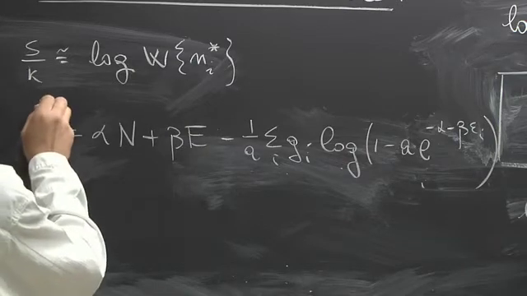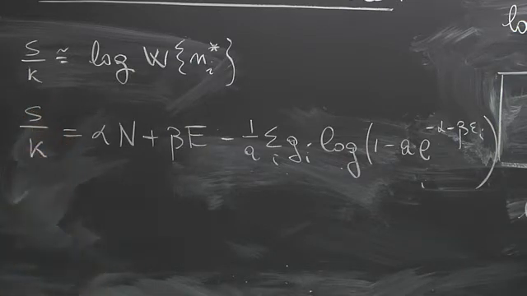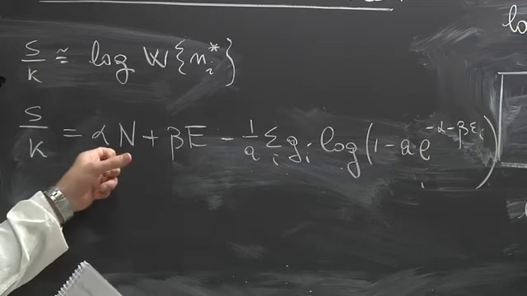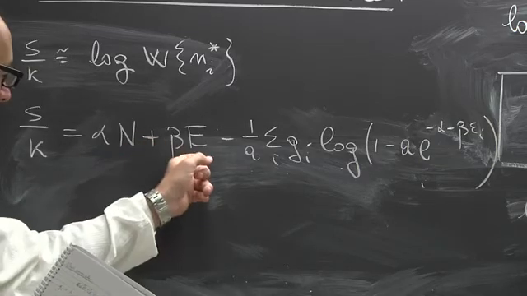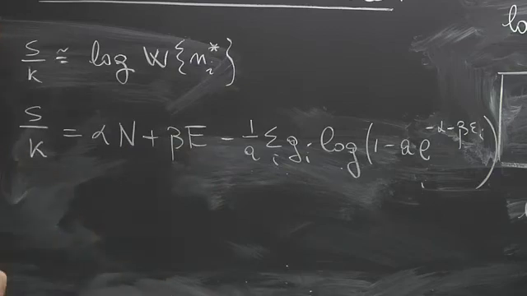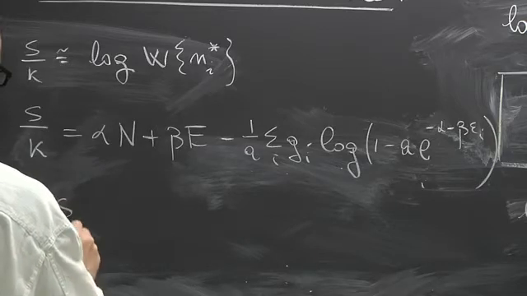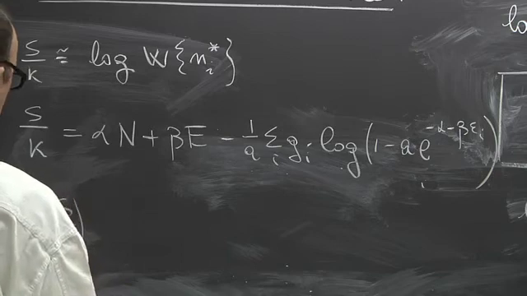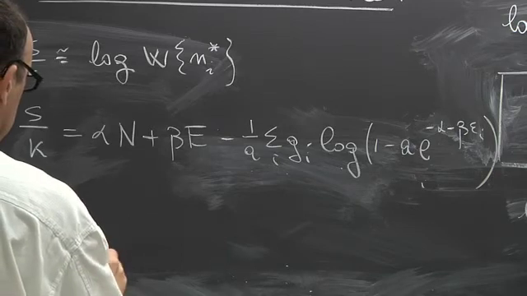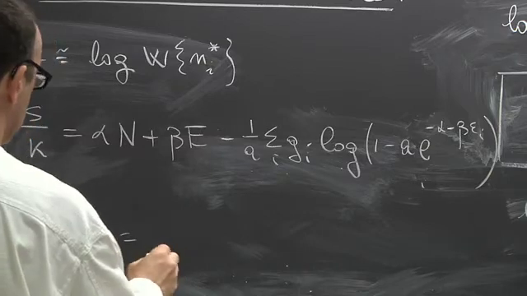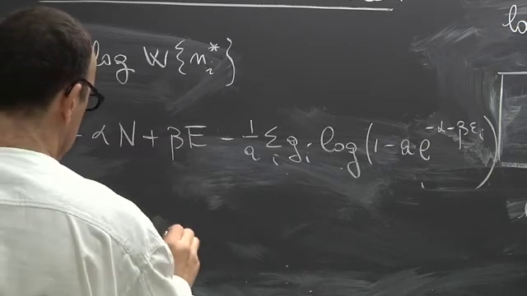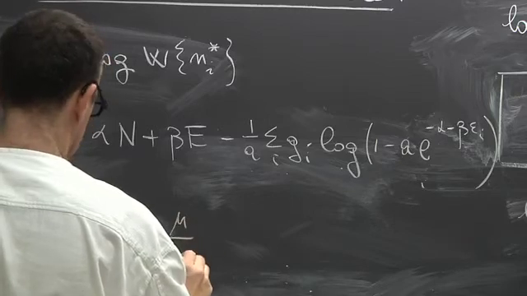So this is our final result for the entropy in the microcanonical ensemble. And now you want to give a physical meaning to these parameters alpha and beta. The way to do this is to remember that the derivative of the entropy with respect to the number of particles, if you keep the energy and the volume fixed, is minus the chemical potential divided by temperature, right?